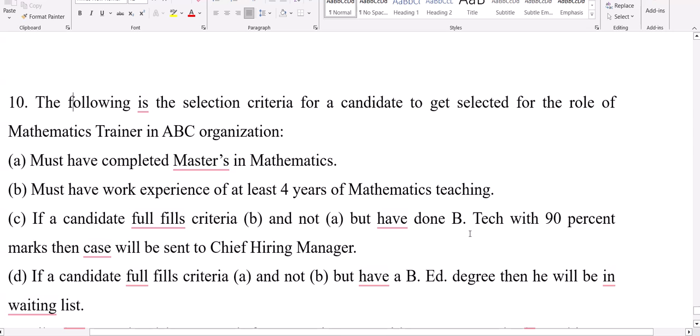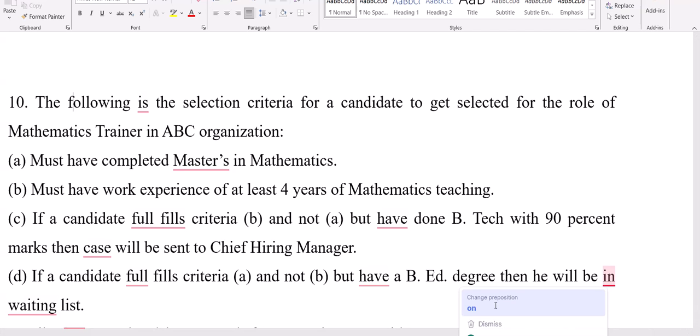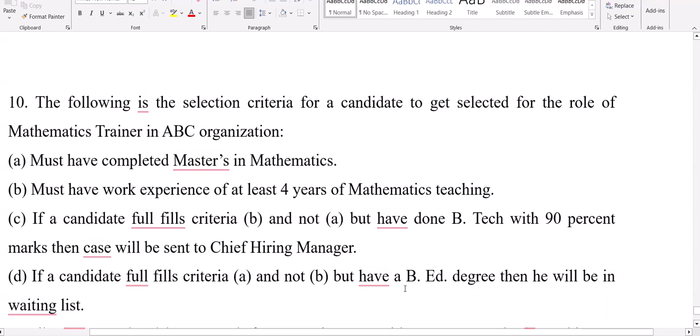Some BTech people may also be good in maths. It's not that only master's people are required. So they'll check, but they're not deciding to select directly. The chief hiring engineer will do some interview and may decide. Next, if you satisfy A but not B, but you have a BEd, you're good, then you'll be on the waiting list. You have to put them on the waiting list.